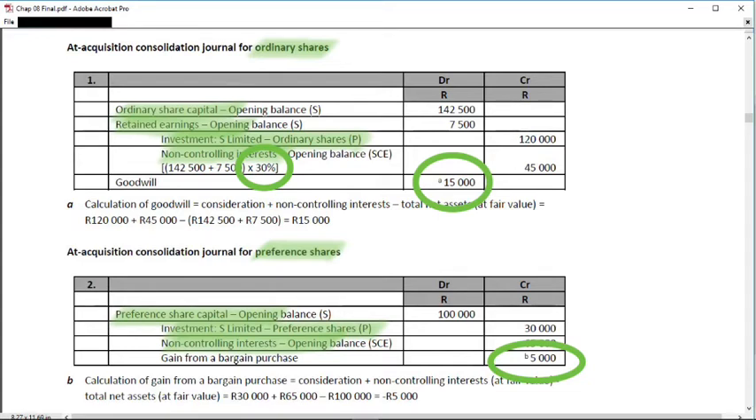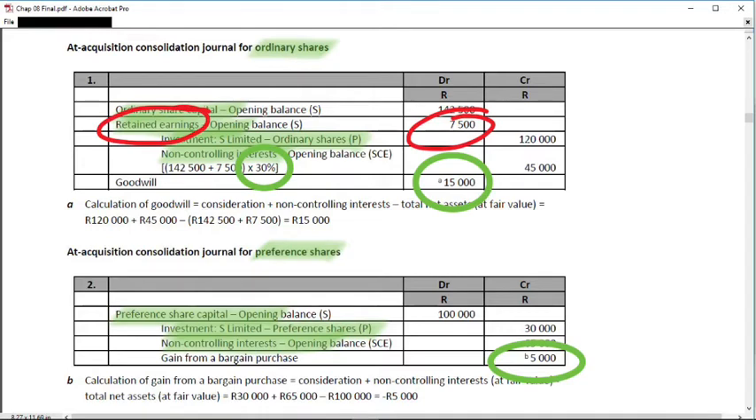One comment to remember, and I'm mentioning this because we will get an example where it's not the case. The retained earnings at acquisition is fully attributable to the ordinary shares in this example because it's cumulative preference shares, and that preference dividend was not in arrears at acquisition date.